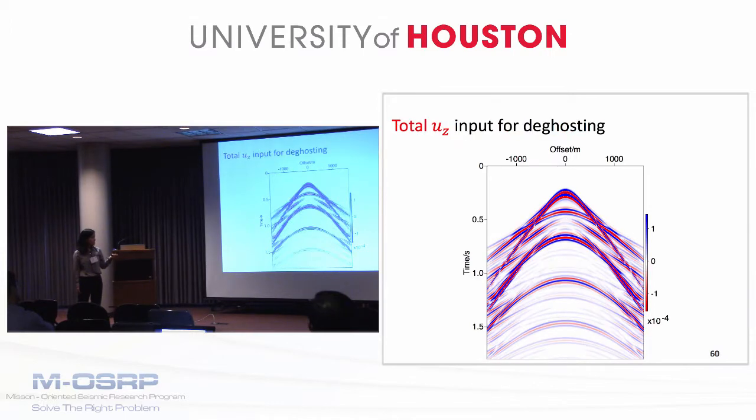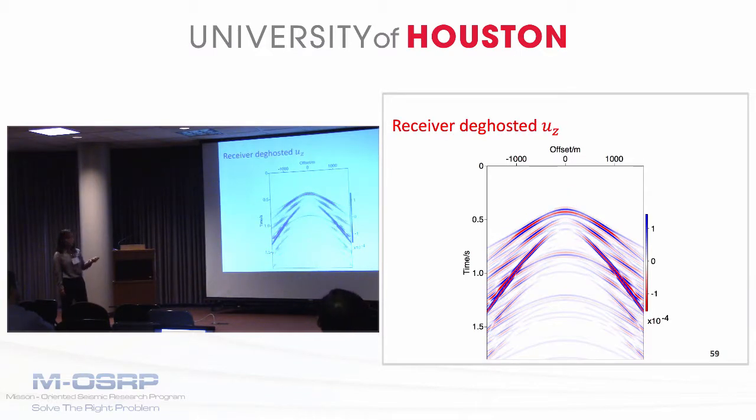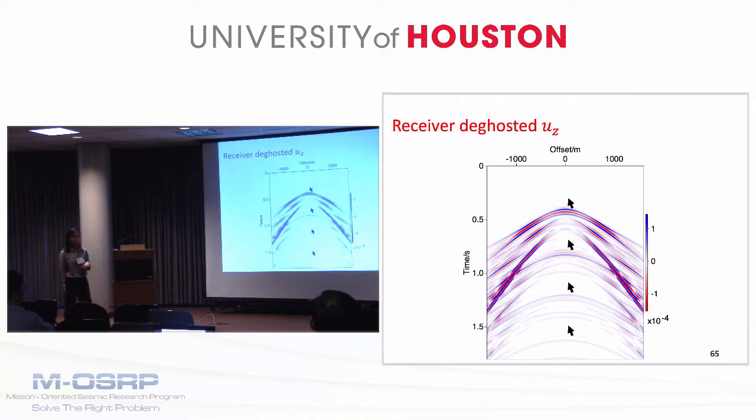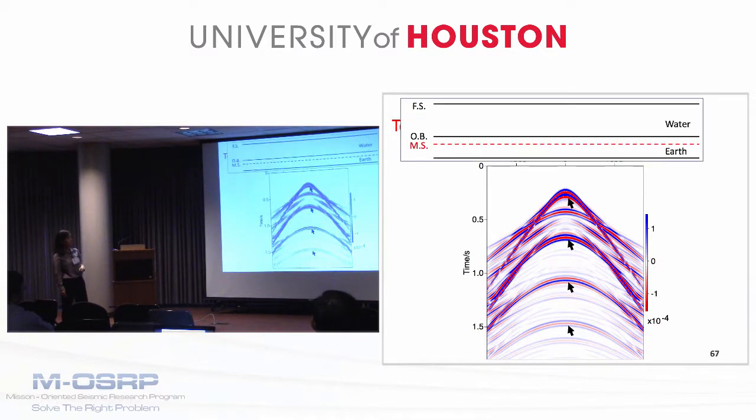You can see that there are some events with particularly strong amplitude existing in the input data, but not in the output. We can point them out: 1, 2, 3, 4. You have these 4 events in your input data, the total data, but they disappear in the output. So what is the meaning of them? We can show you their raypath plot as shown on the top of this slide.